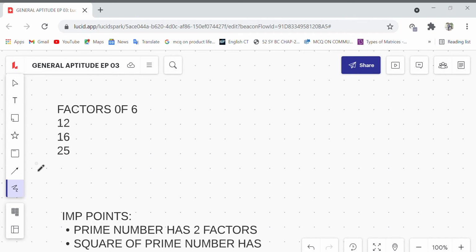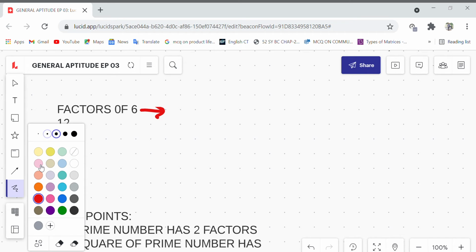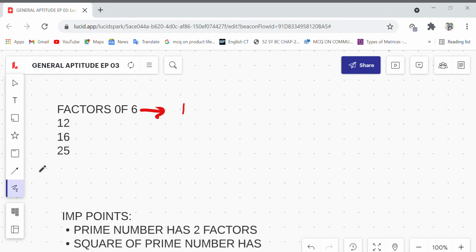Can anyone tell me what are the factors of 6? 1 is a factor of 6, 2 is a factor of 6, 3 is a factor of 6, 6 is a factor of 6. Correct or not? 1, 2, 3, 6. These are the factors of 6. And factors of 12, comment section on. 1 is a factor of 12, 2 is a factor of 12, 3 is a factor of 12, 4, 6, then 12.